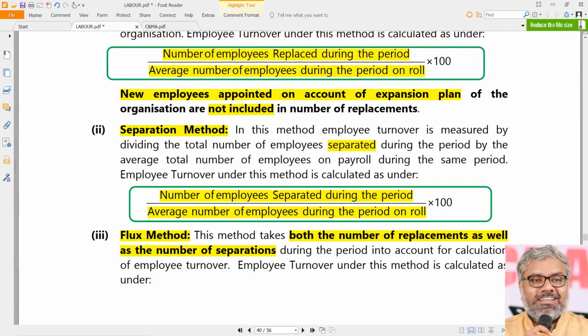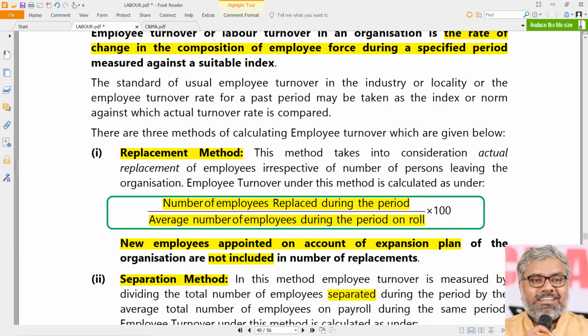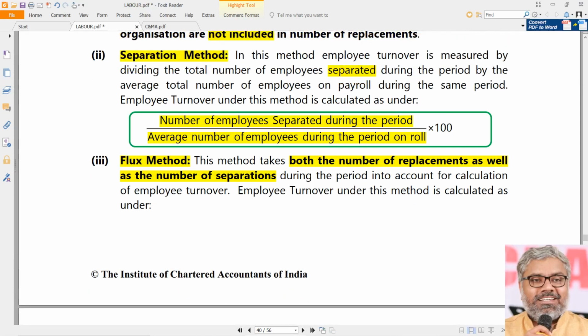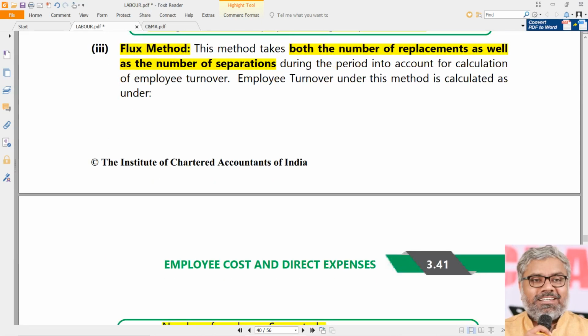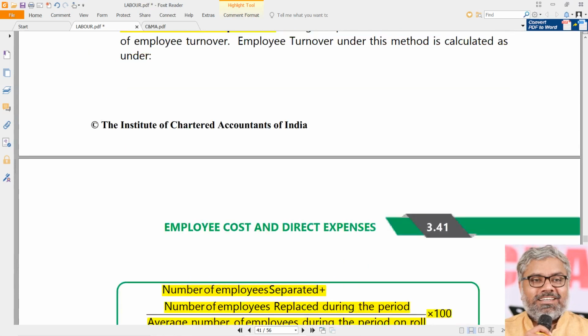In other words, mathematically speaking, replacement method labor turnover plus separation method labor turnover should be equal to flux method labor turnover, because the numerator is just getting added here with the same denominator. So the denominator is the same, that is average number of employees. Numerator is what? Number of employees separated plus number of replacements, divided by average number of employees, multiplied by 100, will give us labor turnover under flux method.